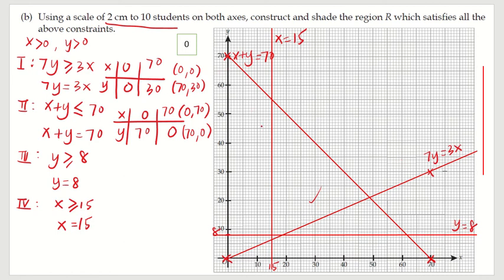Then the second one, s plus y. This one is less than, so it goes down. Normally like this. I aim for this region, you see. Then the third one, y more than 8. Y is here, more than that, so it goes up. Then another one, x more than 15, here. So where is the shaded region? Which one is the shaded region? Including this one or not?